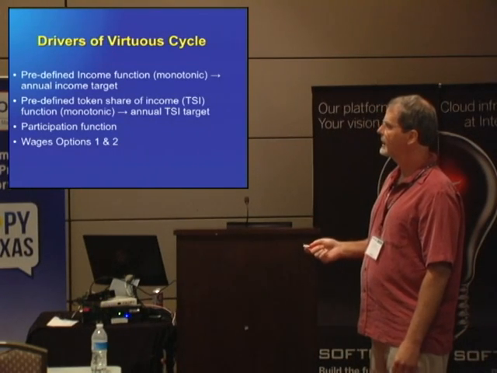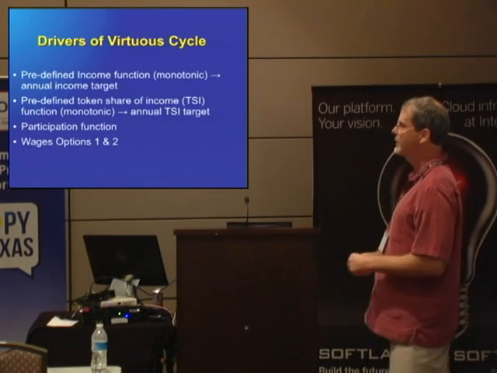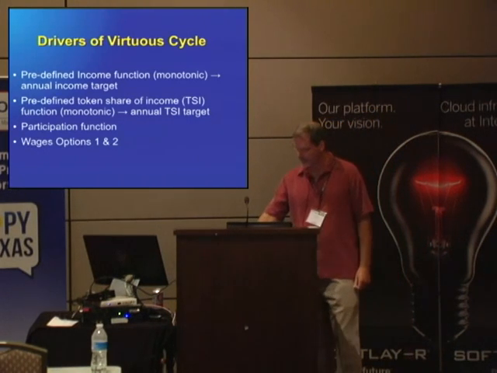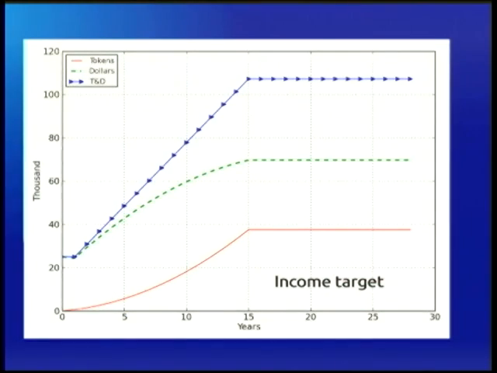And lastly, the last construct is a wage option. There are two wage options, 1 and 2, which I'll talk about in just a moment. These are the main drivers of that virtuous cycle. This slide shows the income target.